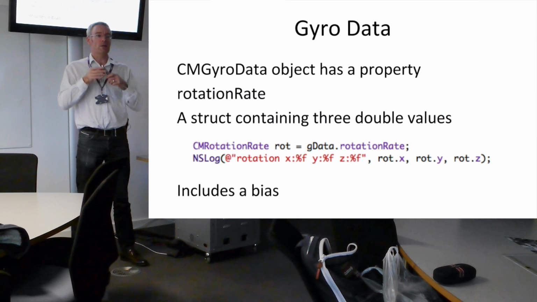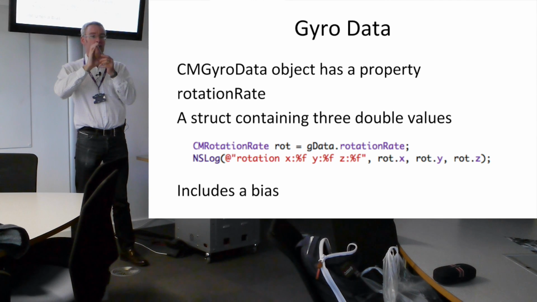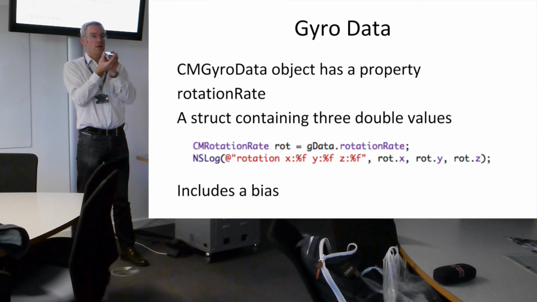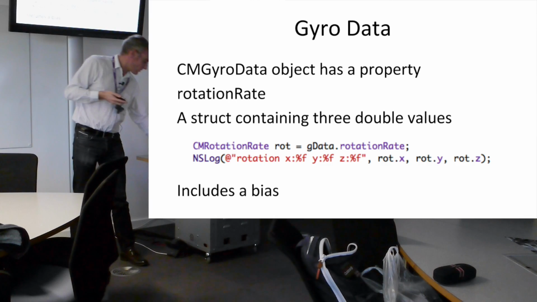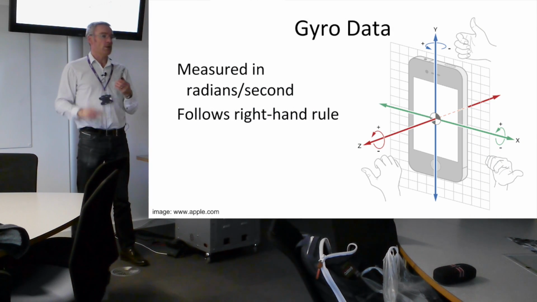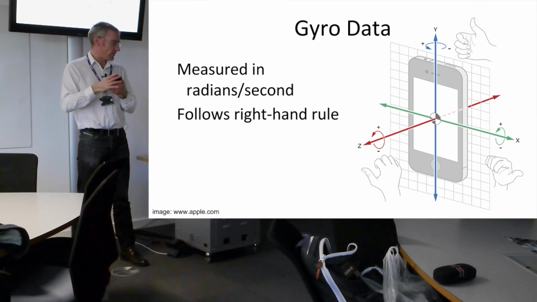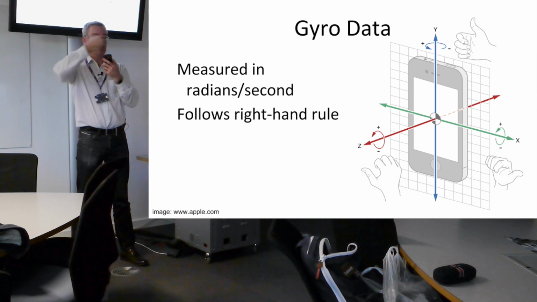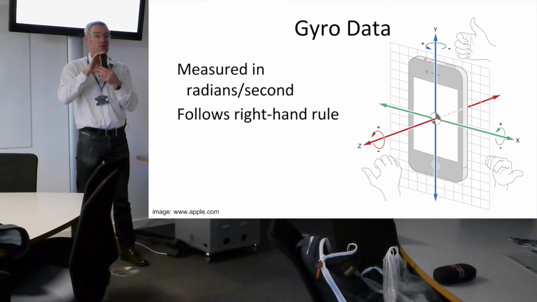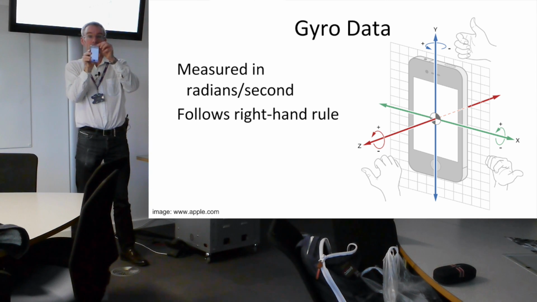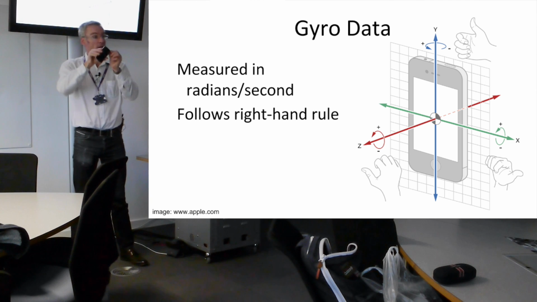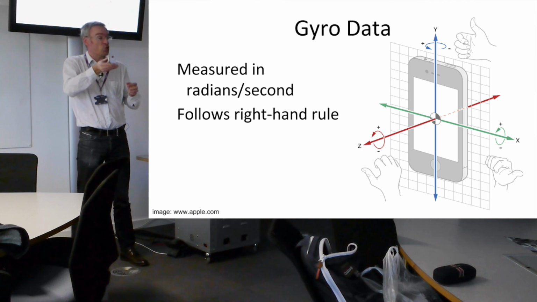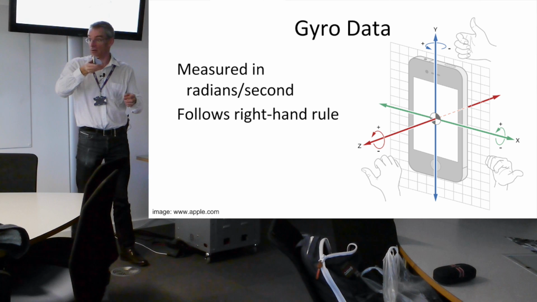Gyro data is very similar, except this time we're measuring X, Y, and Z. Let me show the diagram, it's easier. Right, there you are. Right hand thumb rule. So basically, if I hold the phone from the front with my right hand, I've got X, Y, and Z. You see how it works? And this time, the gyro data is how fast that phone is rotating. It's not measuring the angle, it's measuring the speed of rotation.